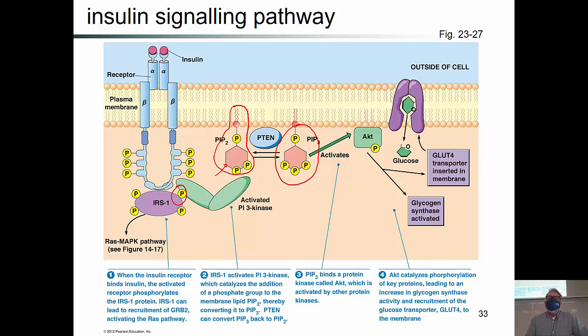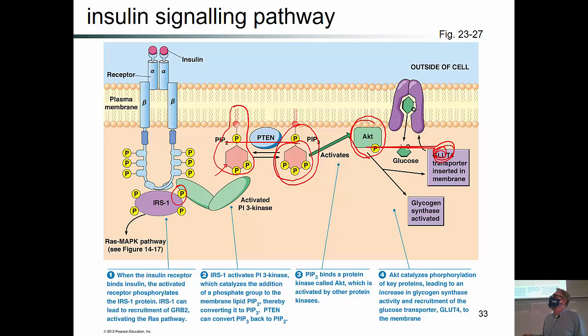Don't worry about that. PIP3 binds to a domain called a PH domain. And so now a whole bunch of proteins that have PH domains get recruited to the membrane. This leads to activation of a protein called AKT. And what AKT does is it will activate a glucose transporter called GLUT4 that brings in glucose from the blood.